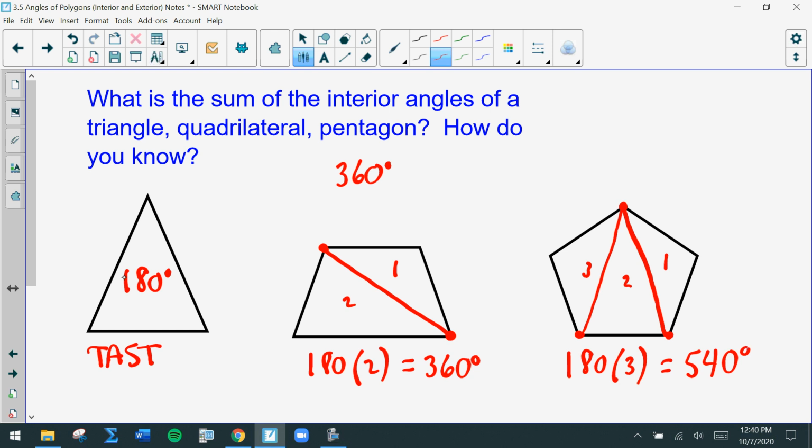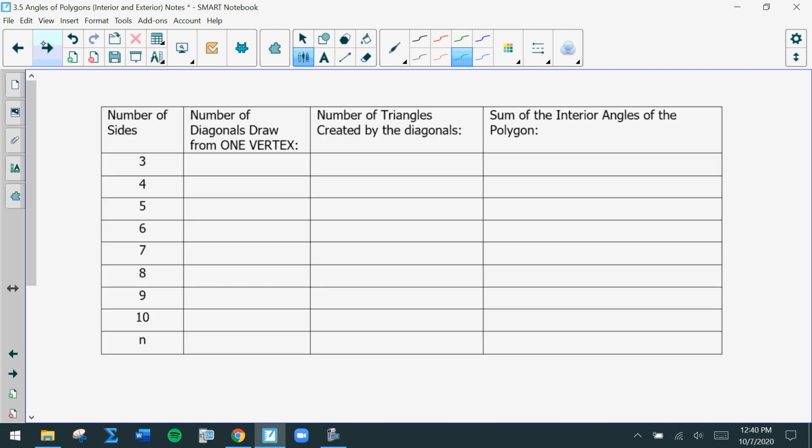So for 3 sides, it's 180. For 4 sides, we're adding 180 to that, or 360. And then we're adding another triangle for a 5-sided figure. And so we're seeing a pattern here. So I want everyone to create this chart in their notes. Okay, this will be helpful as we go through.